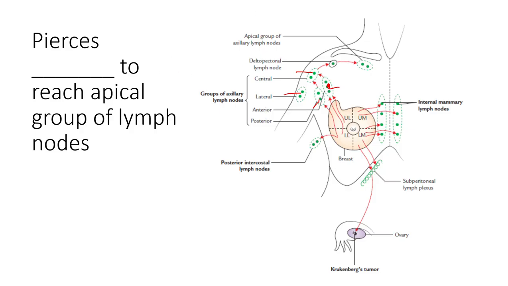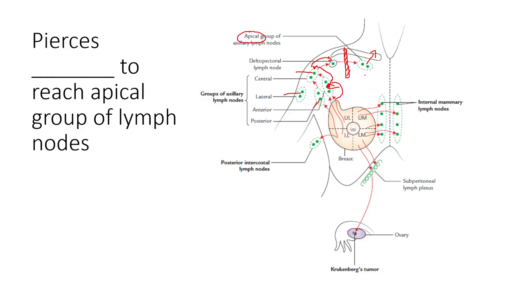Now we will go on to the next question. The lymphatics pierce dash to reach the apical group of lymph nodes. Now you see this lymphatic plexus is draining into the anterior axillary group of lymph nodes, which in turn drains into the central group of lymph nodes. The central group of lymph nodes will drain into the deltopectoral group of lymph nodes, and they pierce the fascia here to drain into the apical group of lymph nodes.